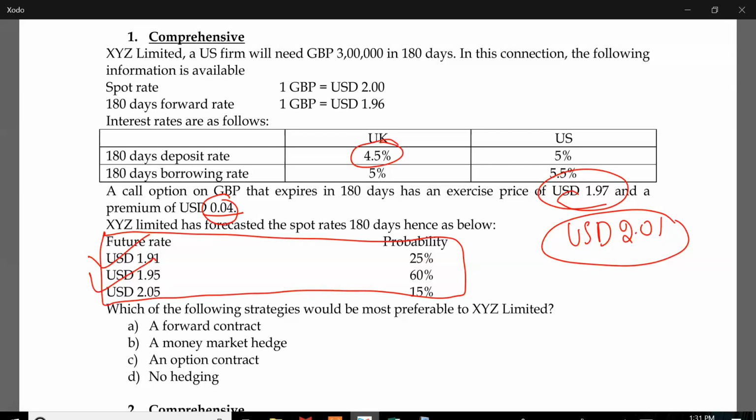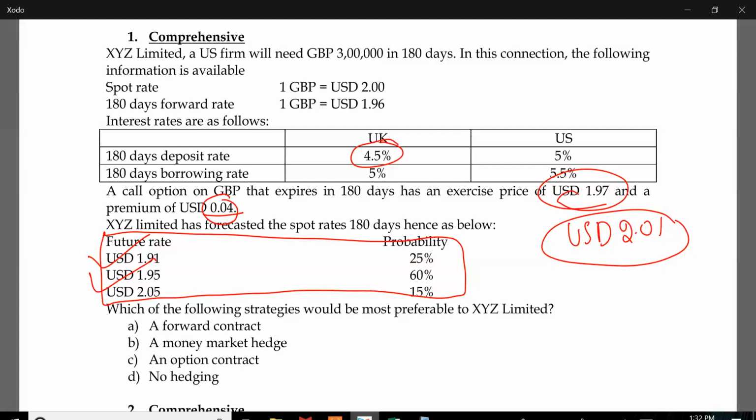But on day one, the question of which strategy would be most preferable to XYZ Limited has to be answered on day one. I cannot go to day 180 and say, okay, the best strategy is no hedging, because you will know the scenario there. Now today what I say is the best strategy in reality may turn out to be even the worst strategy, because currency movements can be opposite of what you expect. It can change in any direction, and your hedging strategy, which looks like the best one on day 0, can turn out to be even worse. That is beyond our control.